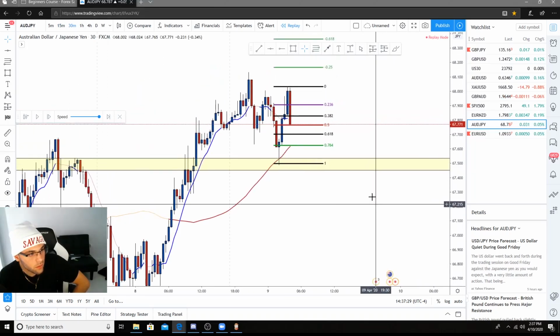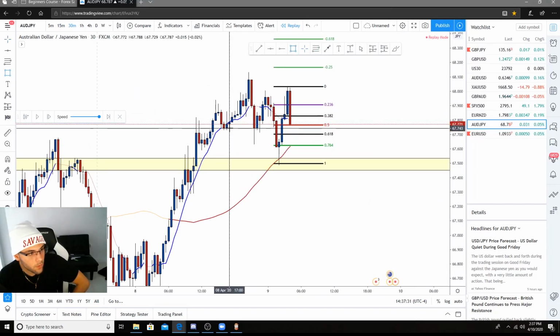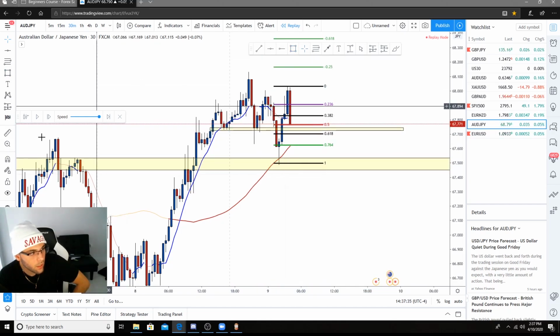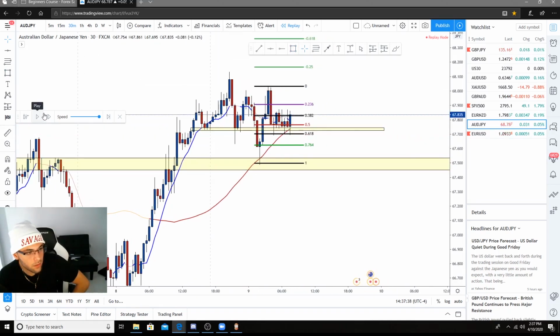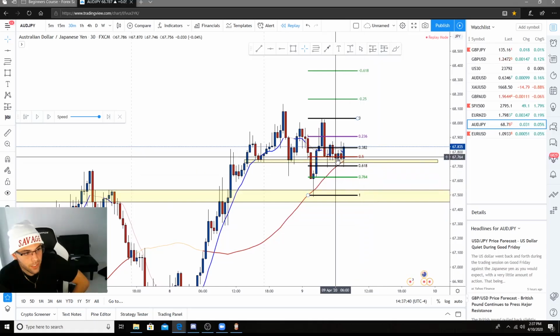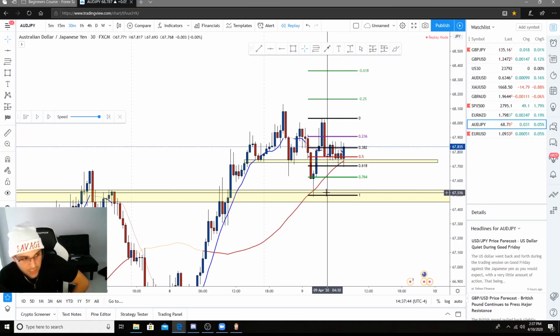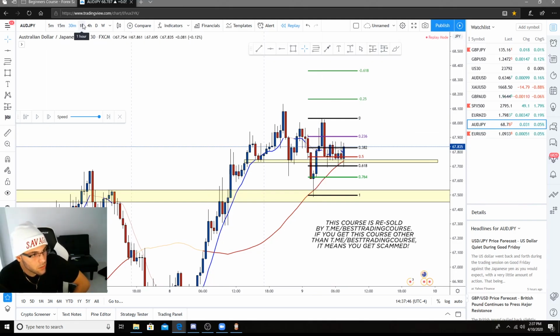30-minute as well. Look at that, another form of support in this area right here. Let's press play. Now look at this. We came down, boom, retested again, and again, and again. That's 3 retests.